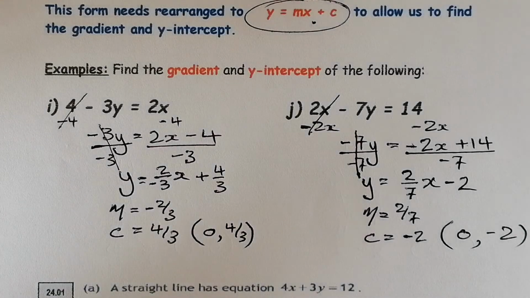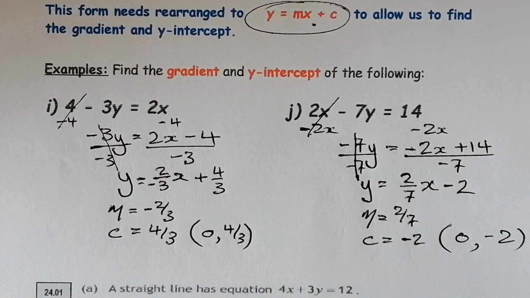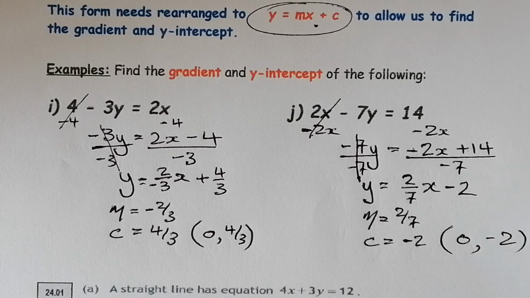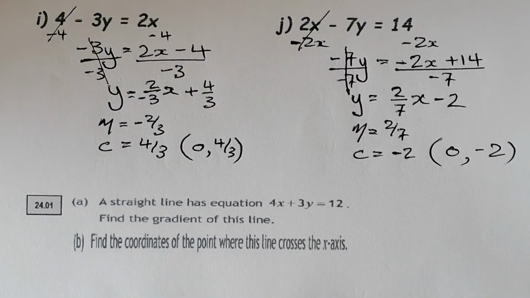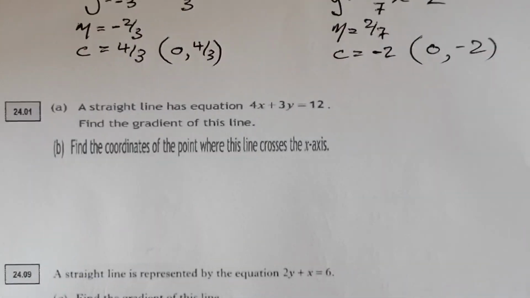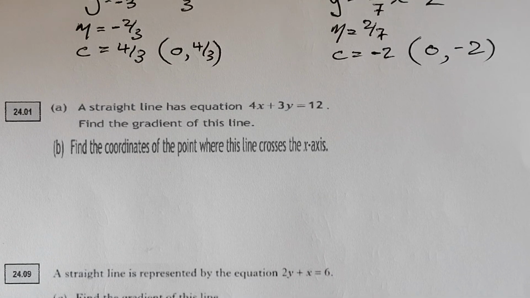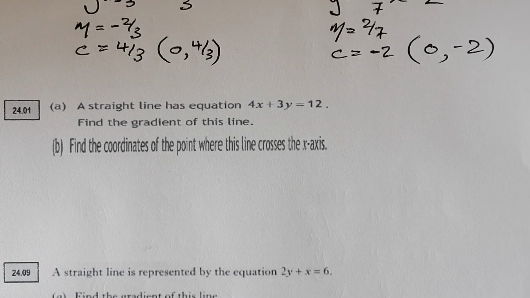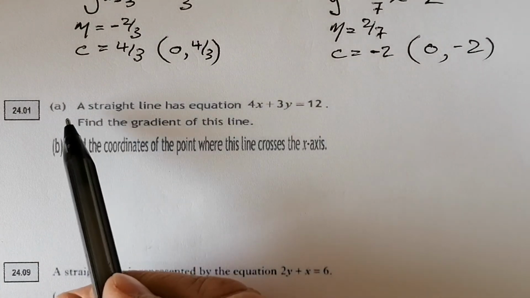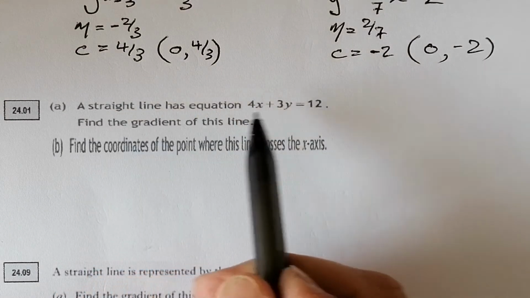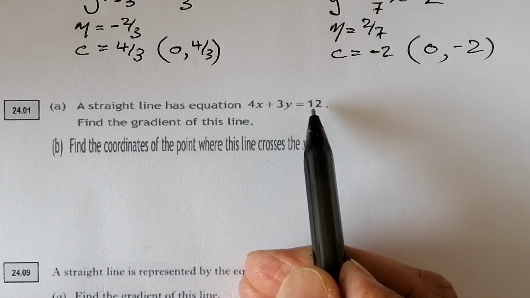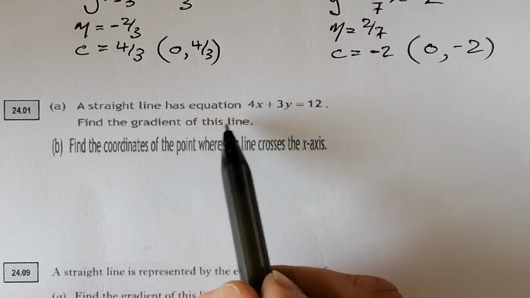So that's how I've done the 10 questions reasonably quick, okay? So let's see a couple of exam questions that are very similar to what we've been doing here, okay? So here's the first one, okay? So hopefully you can read that. It's a bit on the small side, but I'll just read it out. So for part A, it says a straight line has equation 4x plus 3y equals 12. Find the gradient of this line.